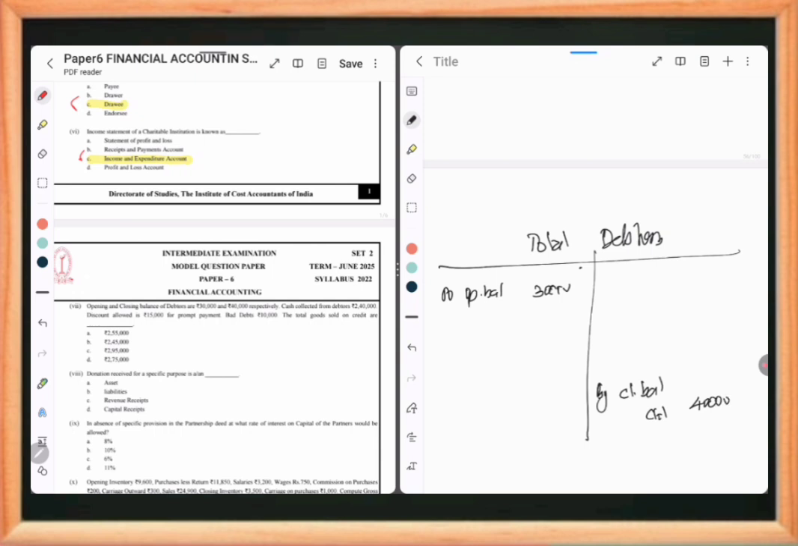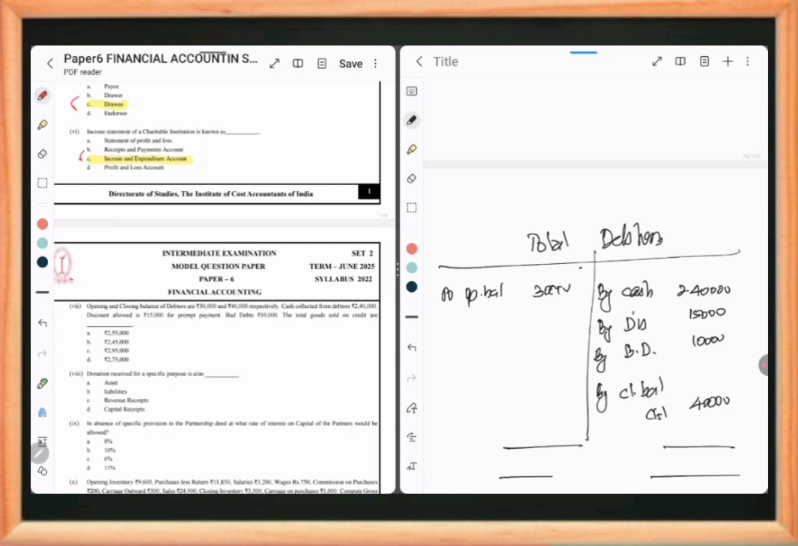Then cash collected from debtors: cash account is debited and debtors account is credited. So by cash, 2,40,000 rupees. Then discount allowed is an expense, so discount allowed account is debited and debtors credited. By discount allowed, 15,000 rupees. Bad debts written off is a loss, so bad debts account is debited and debtors credited. By bad debts, 10,000 rupees.